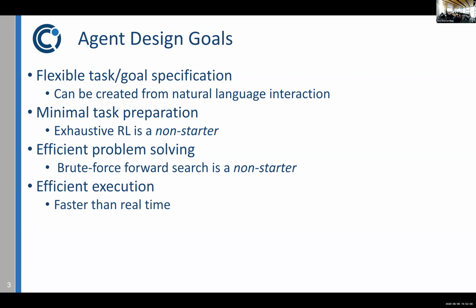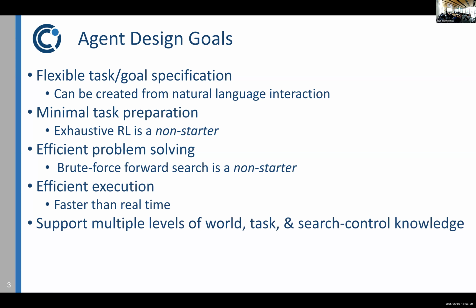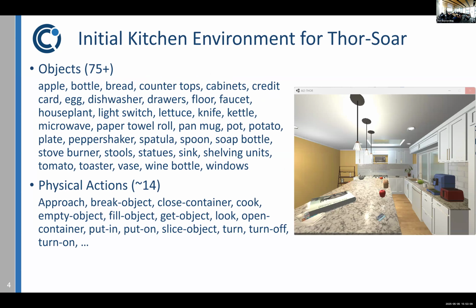We want fast execution, faster than real time, and support for multiple levels of knowledge. We want agents that don't know a lot about the world and have to do a lot of planning, for example, and also ones that can go very fast. The environment we're working in, at least to start off testing, is a kitchen environment with over 75 objects. These are 75 objects existing in the world right now. And then there are about 14 or 15 physical actions we can apply. They don't apply to all things. Some of them are kind of fun actions like slice, which destroys the original object and creates like 6 new slices of potato, and that just makes planning a lot of fun.